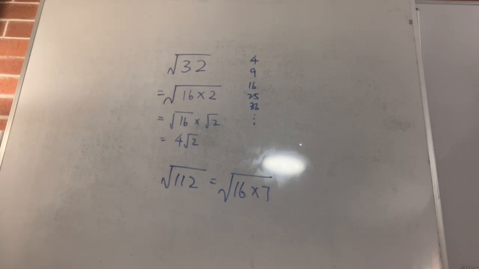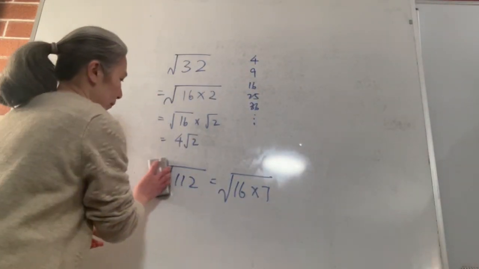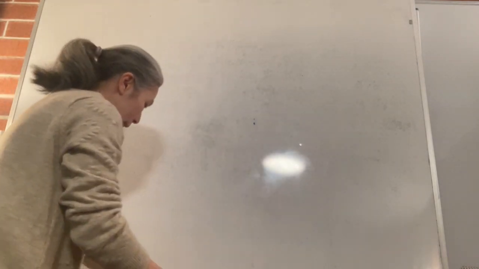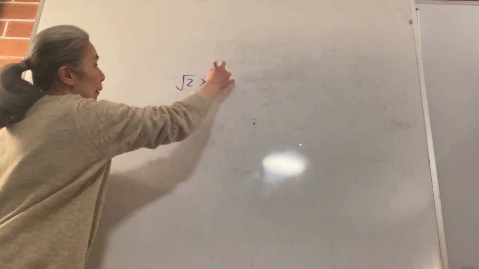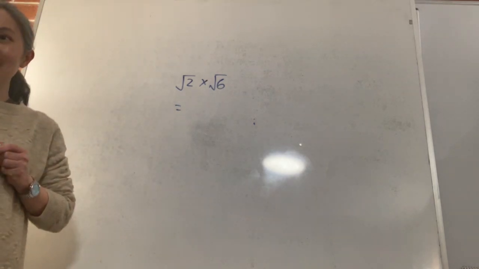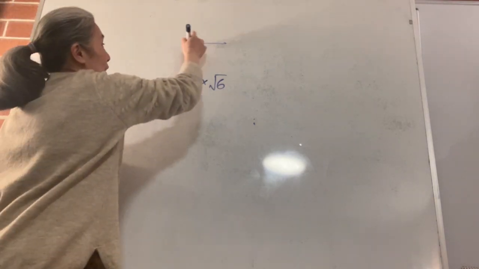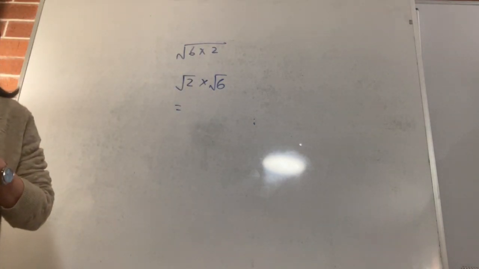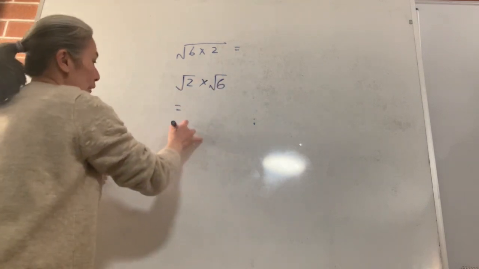Root 3 times root 2, or else the root needs to be bigger. I don't know what to do after this. What will you get if you have root 2 times root 6? I don't know. What do you do when you have 6 times 2? Root 12. So what is the other way? Remember root 32?